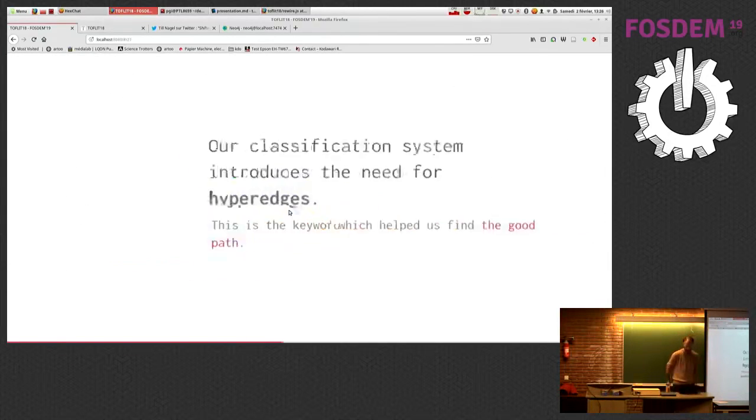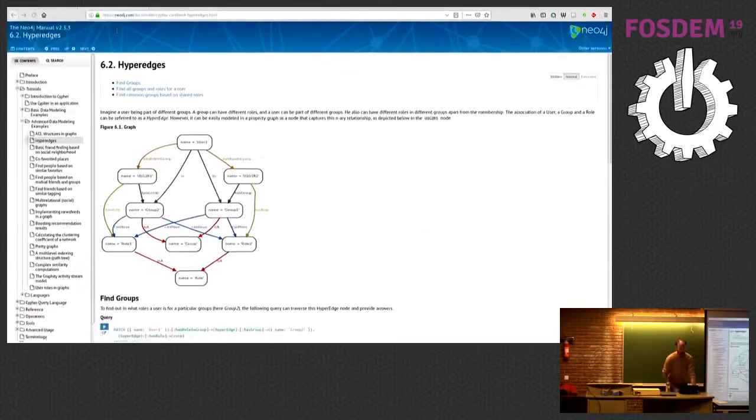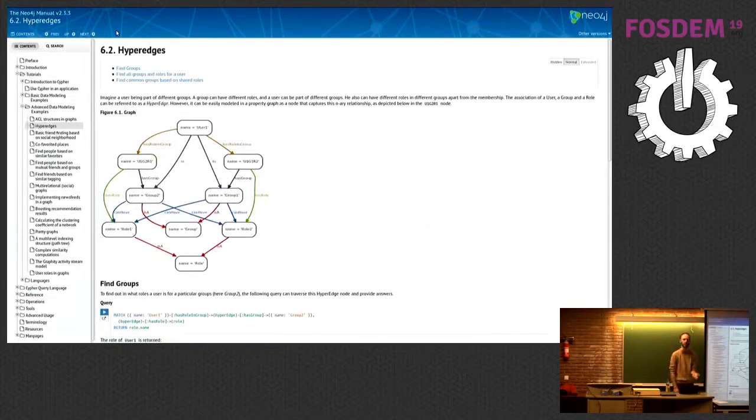Till I realized what we needed. What is this node? It's actually a hyperedge. And once you have this keyword and you look for information about Neo4j and hyperedge on the internet, okay, you have to really want to find it. But you can find it. And it's here. If you open this, this is the hyperedge documentation of Neo4j.